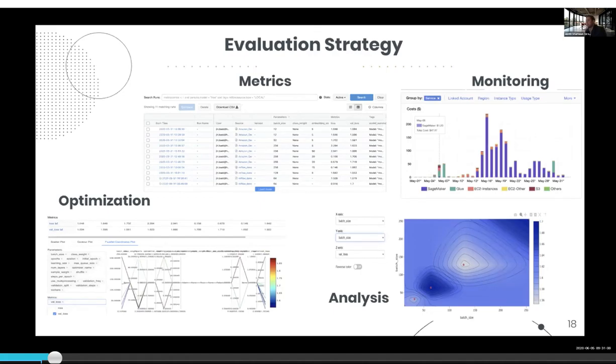Another thing we were monitoring was our budget. You know, not everything's free, and we also had a budget for this project. So tracking that over time and making sure that we did things efficiently and didn't waste money was also an important part of the process.